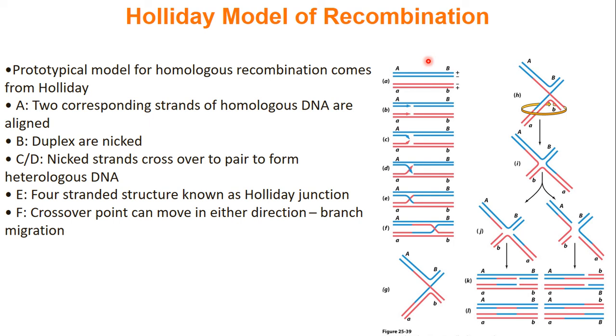First, we line up our homologous chromosomes. Then a nick is made into each chromosome. After that nick is made, the strands will cross over, and you'll have a four-stranded structure known as the Holliday junction. Once it's made, this Holliday junction can move along the chromosome. This is called branch migration. As long as they're connected, the Holliday junction can just move left to right in either direction.